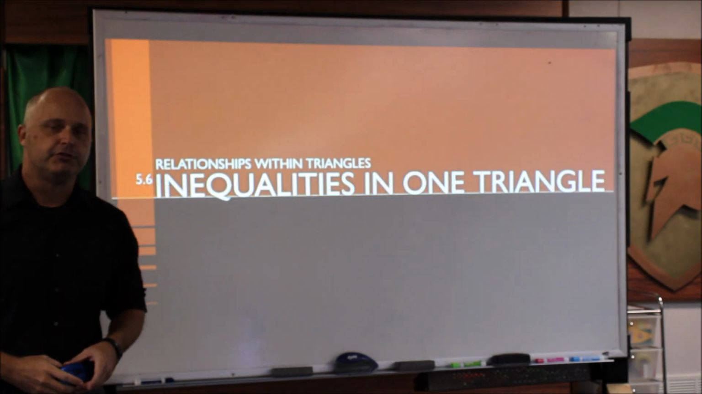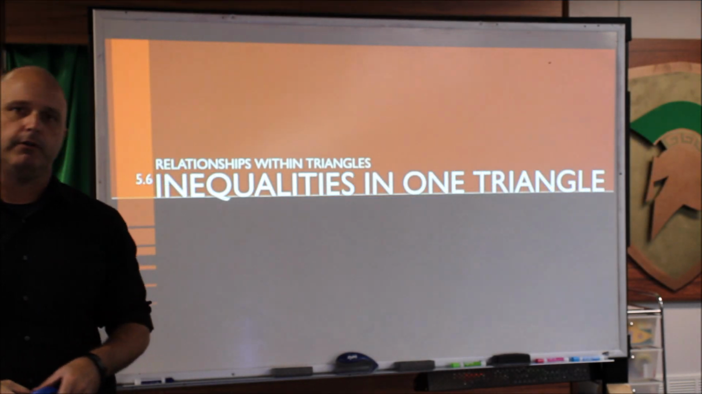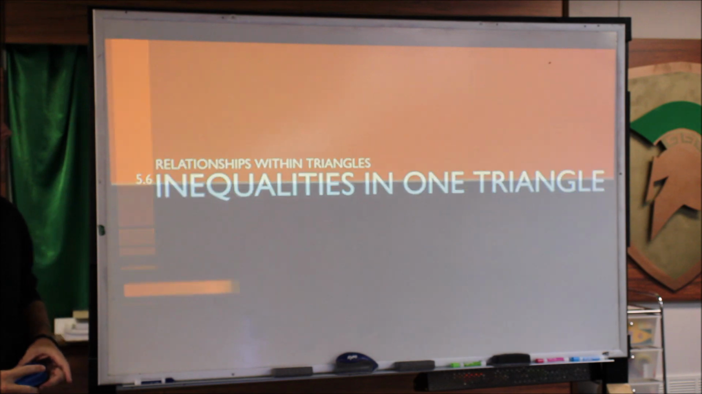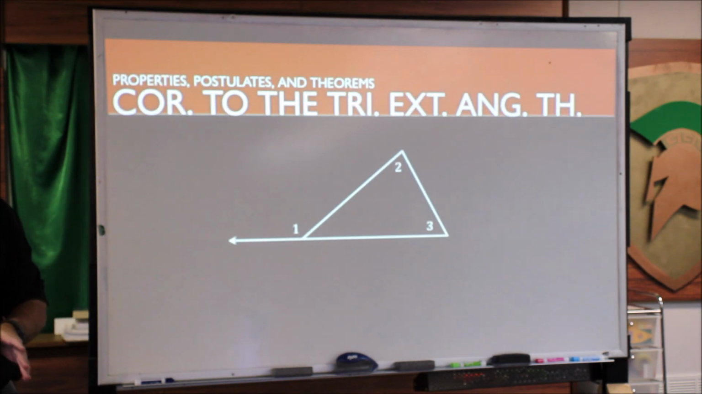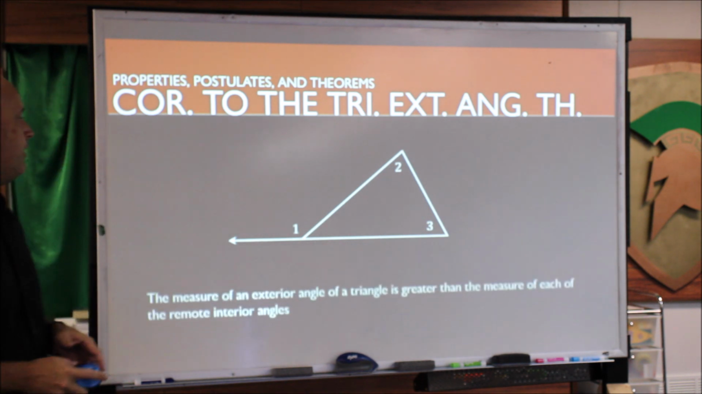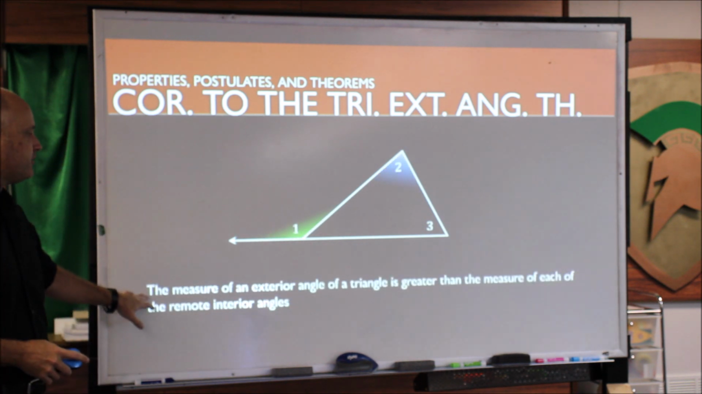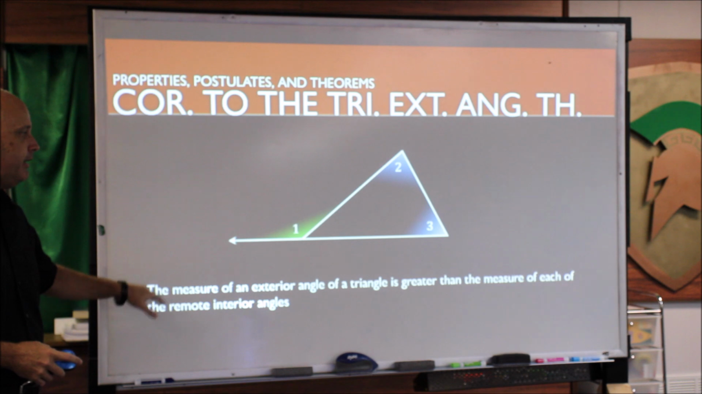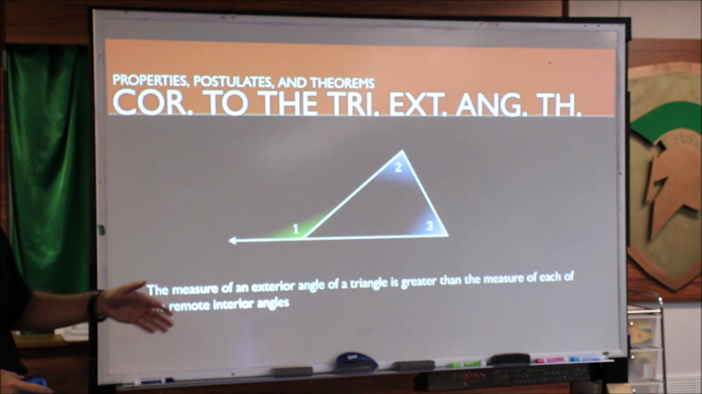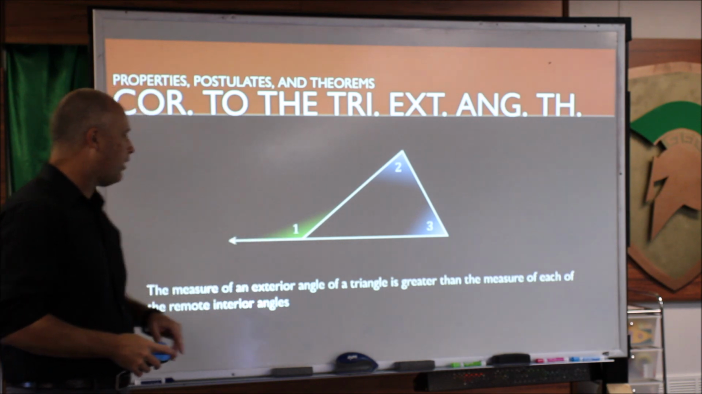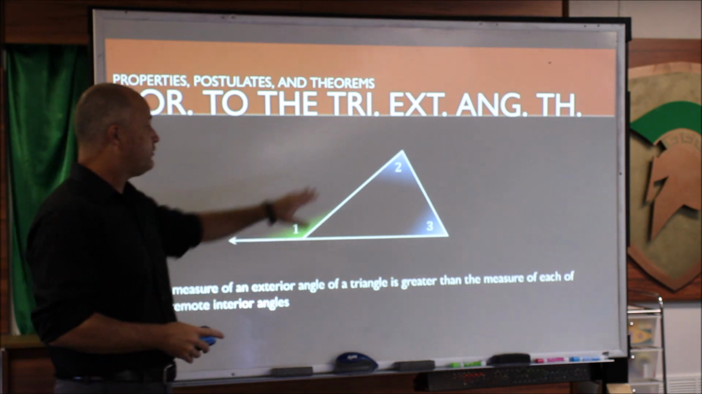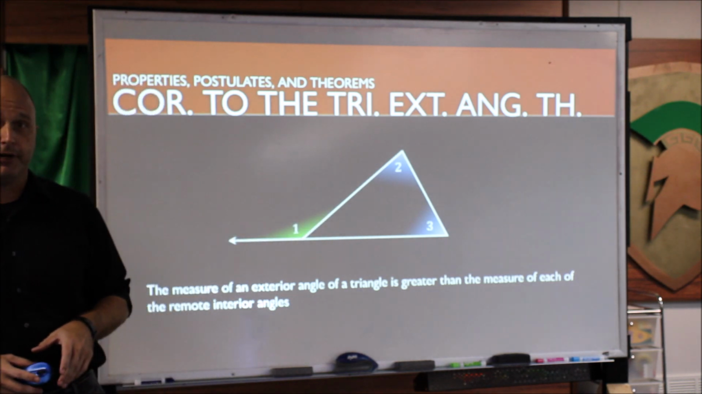We're going to look into chapter 5.6, which relates to inequalities within one triangle. So the first theorem that we need to know is the corollary to the triangle exterior angle theorem, which is going to tell us that the measure of an exterior angle of a triangle is greater than the measure of each of the remote interior angles. So in this case, angle 1 is our exterior angle, whereas 2 and 3 are our remote interior angles.